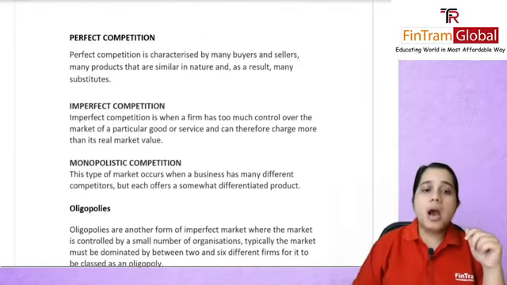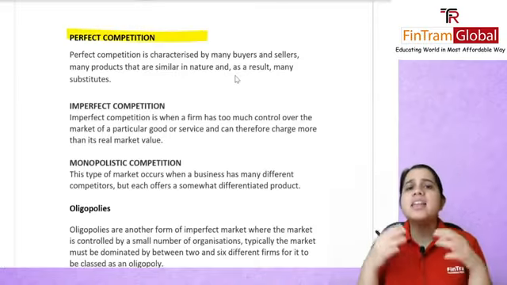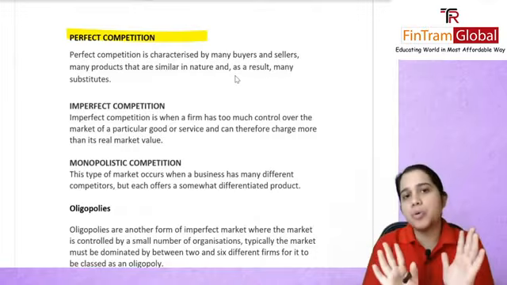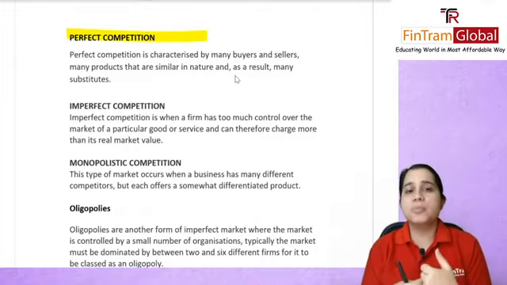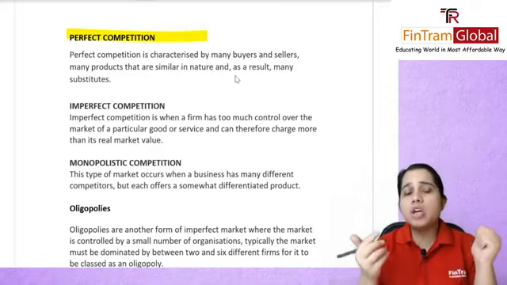Then we talked about perfect competition. This is basically categorized by many buyers and sellers, who are selling somewhat similar products, that is, substitutes. You could be selling butter and margarine, they are substitutes. You could be selling tea, coffee.